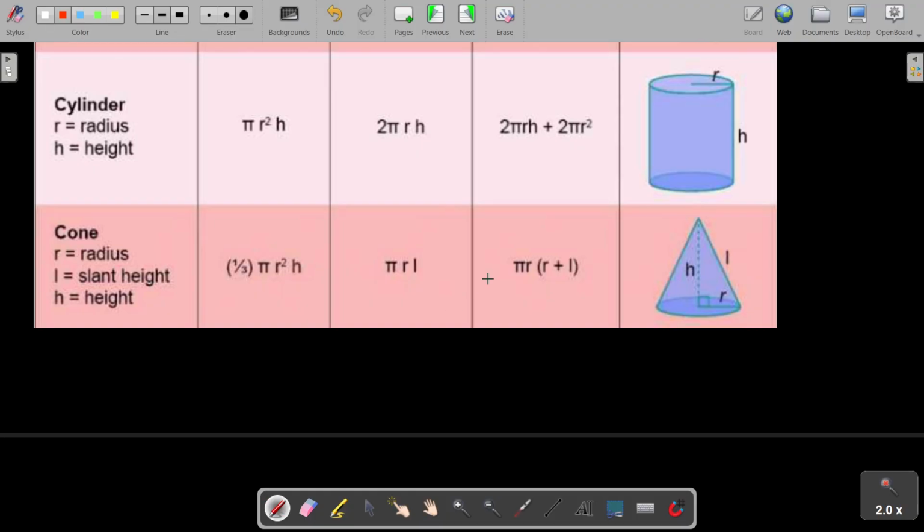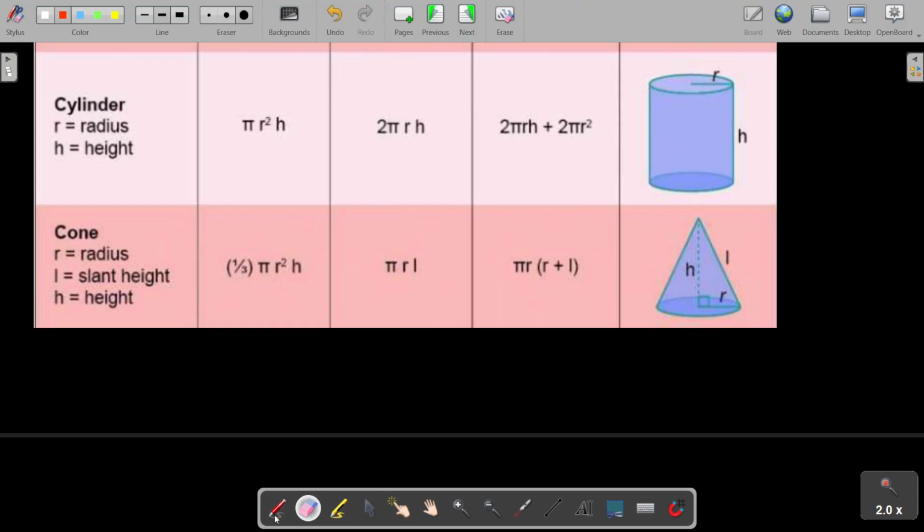And for cylinders, we have two circular plates attached with a height. So this is a cylinder. This is the volume of the cylinder, pi r squared h, and this is the curved surface area of this cylinder, 2 pi r times h.